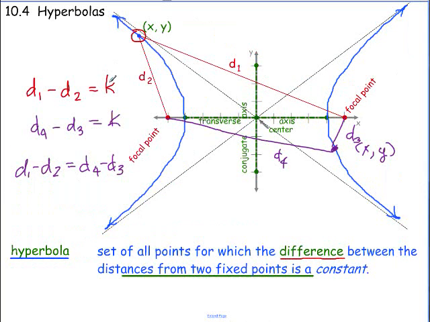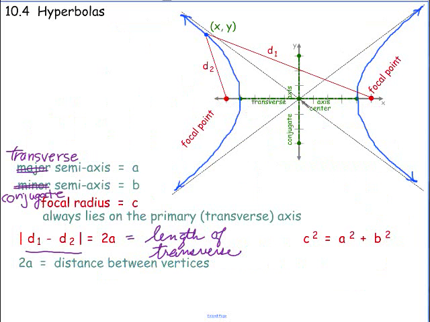So this right here, our K, the constant, what is that constant? That's right, it's the length of the transverse axis, which is the distance between the vertices. This little formula here is something we're going to use when we have to identify exactly where the focal point is. We'll get to that in a minute.